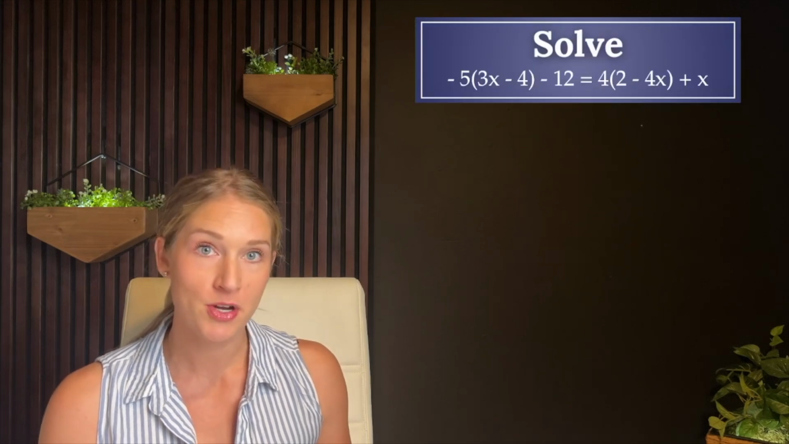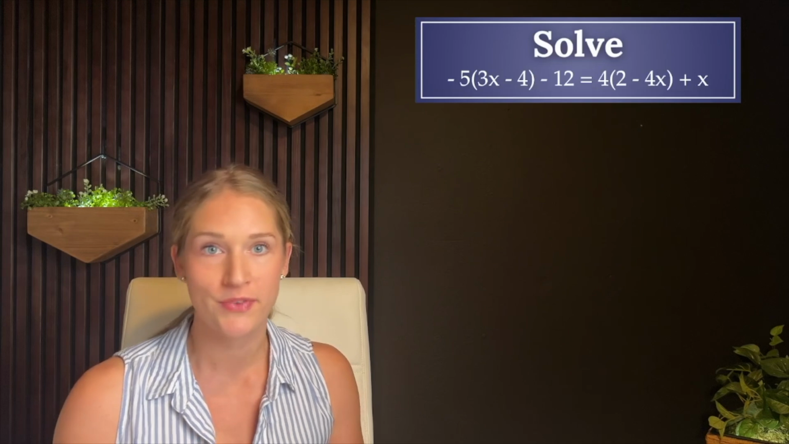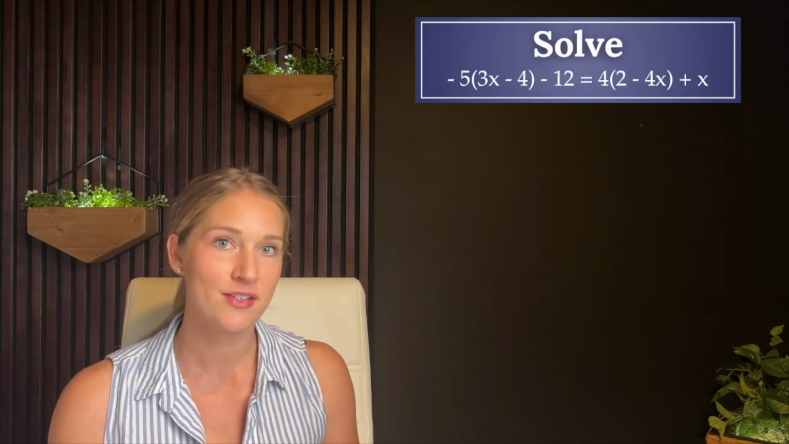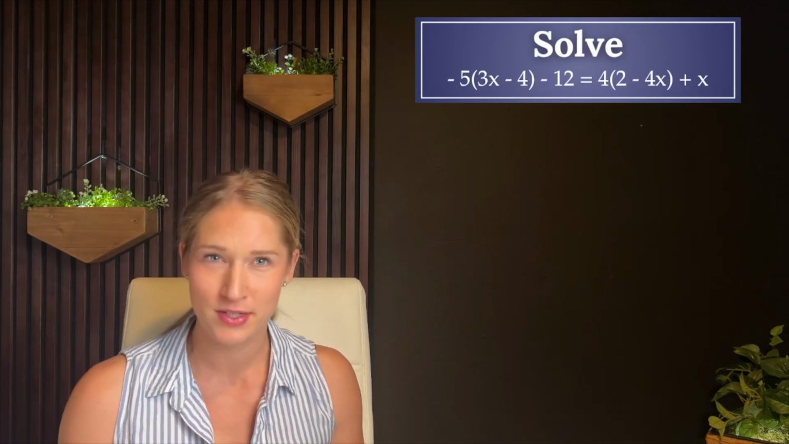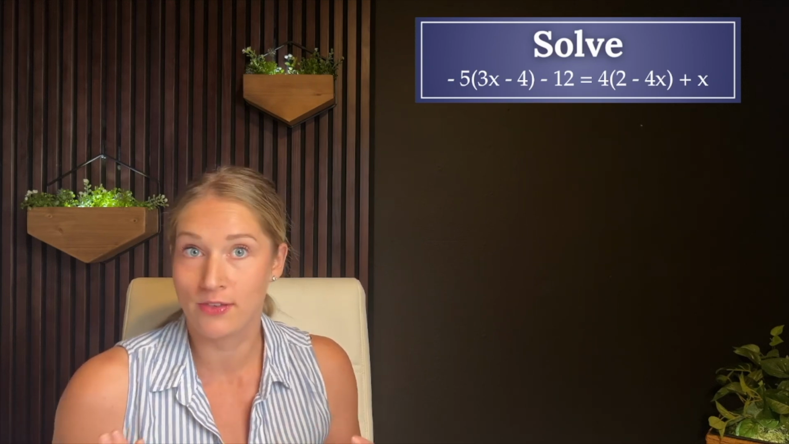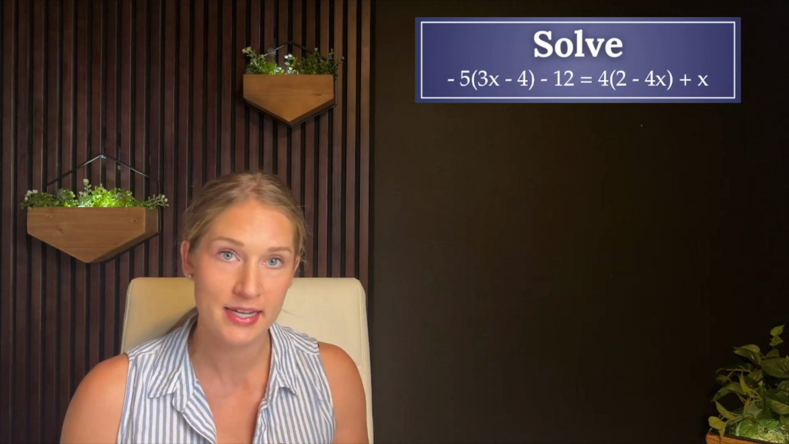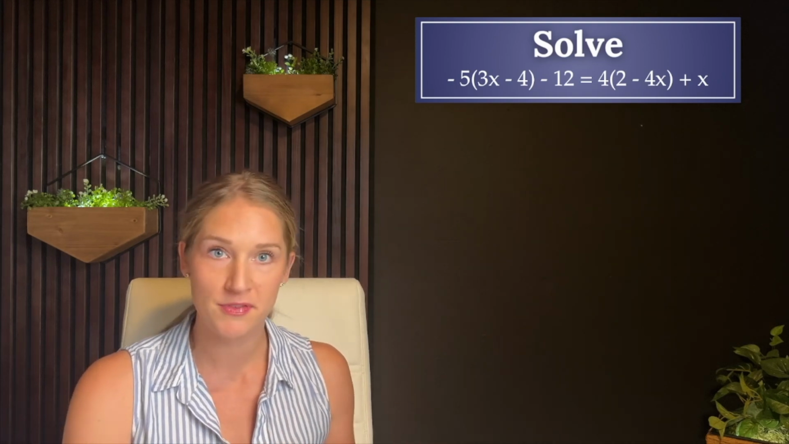So the solving process for something like this looks the same as just a normal equation with variables on both sides. But what's different is at the very end, your answer is going to look a little bit funky. So looking at this equation, I'm going to just solve it like normal. I look at the left-hand side and I'm going to simplify as far as I can. Then I look at the right-hand side and simplify as much as I can.